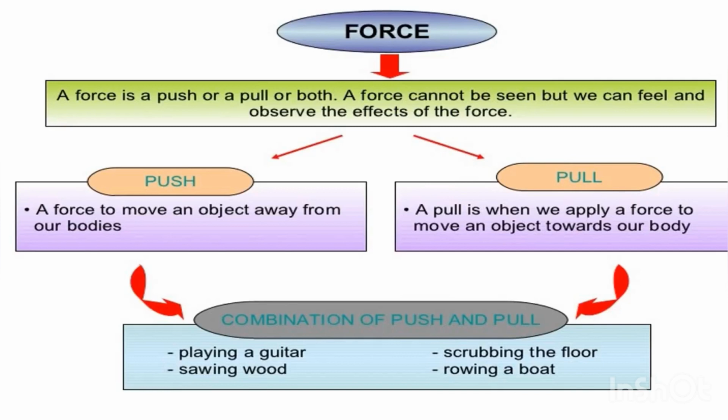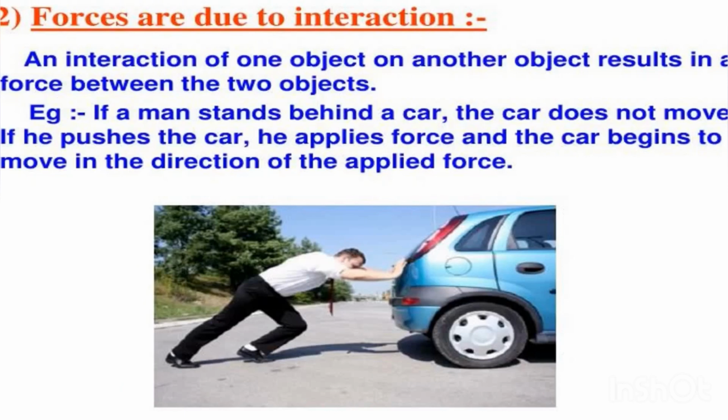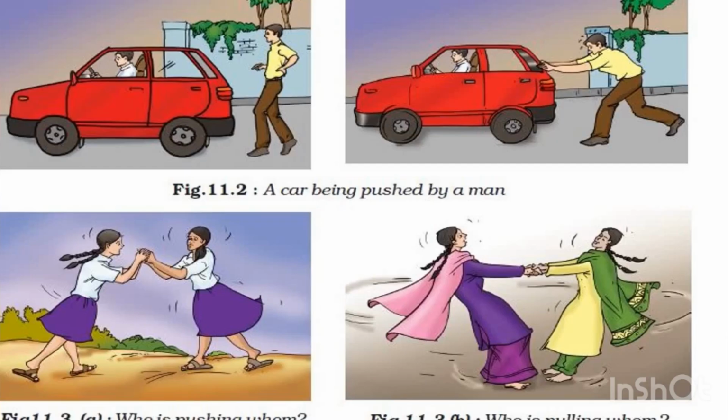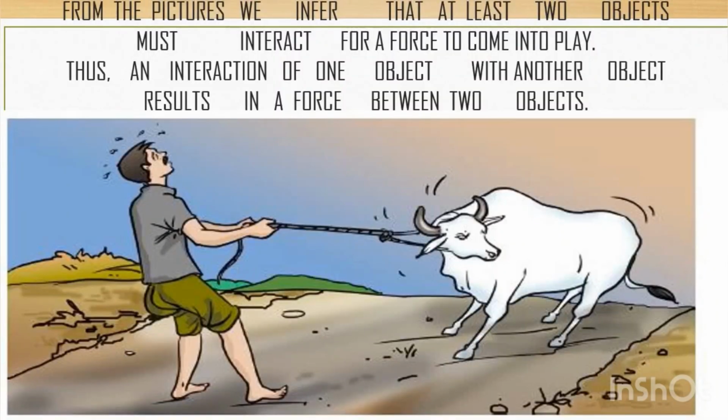A push is used to move an object away from us, whereas a pull is used to move an object towards our body. Whenever there is force, two objects are involved. There is always an interaction between two objects. One applies the force and the other sees the effect of the force.